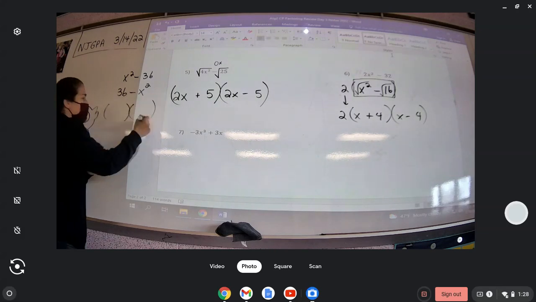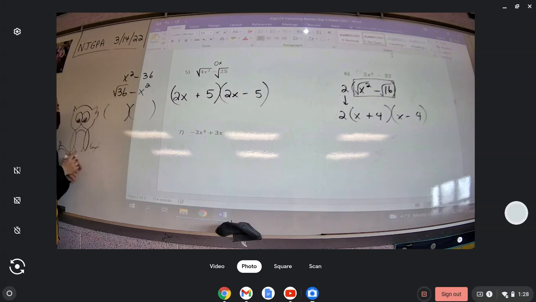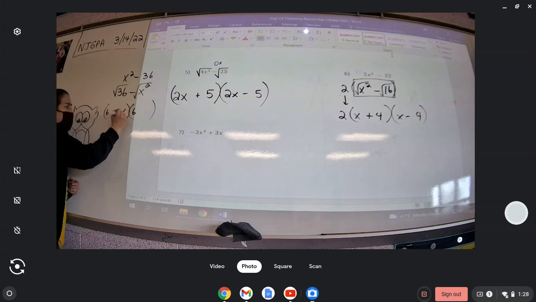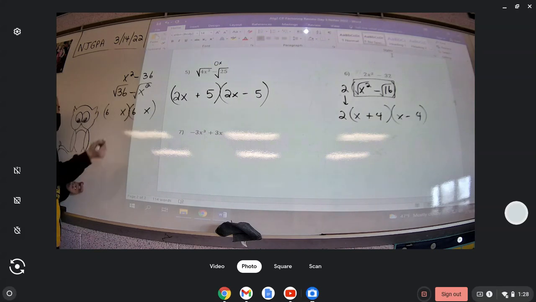So when you go to factor this one, what's the square root of 36? 6. What's the square root of x squared? X, and then what signs do we need? So it can work out like that, and that's perfectly fine. And ultimately, that's all Delta Math wants you to do. I didn't want you getting thrown off by that, so I tried to leave those ones out. But that is the difference of two perfect squares.